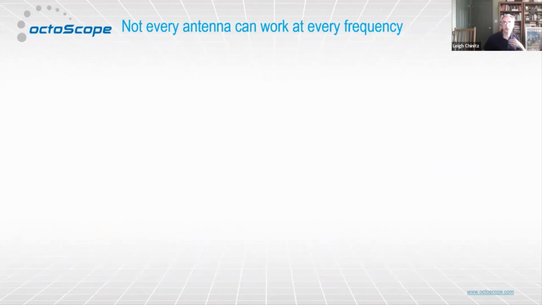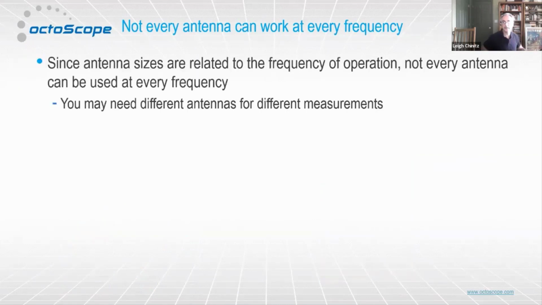So let's talk about that a little bit. Not every antenna is going to work at every frequency. You can try, just like you can take a string and try to oscillate it at whatever frequency you want, but it's not going to work as well as at one of its resonant frequencies. Since antennas are related to the frequency of operation, you need different antennas for different frequencies.